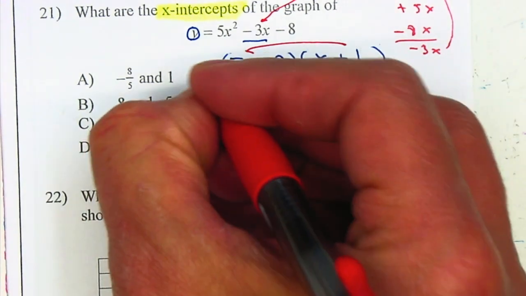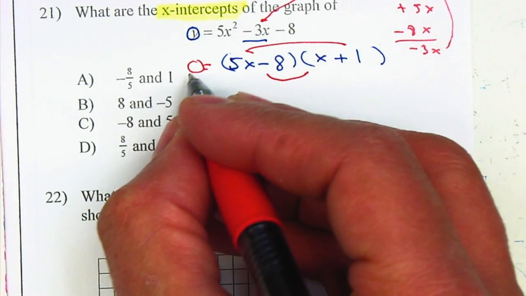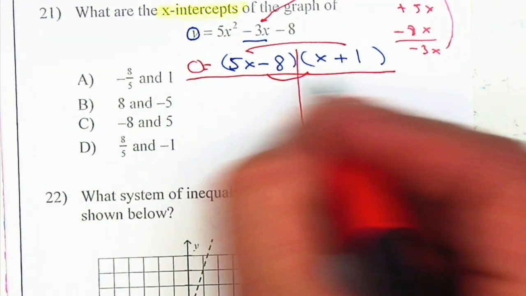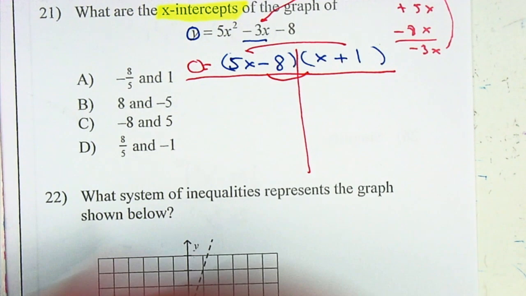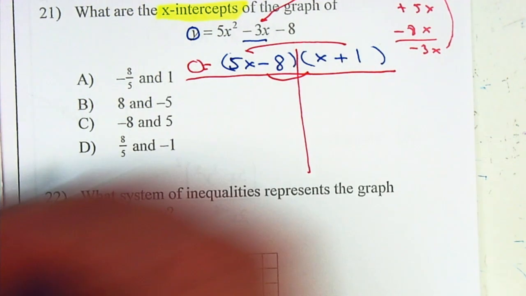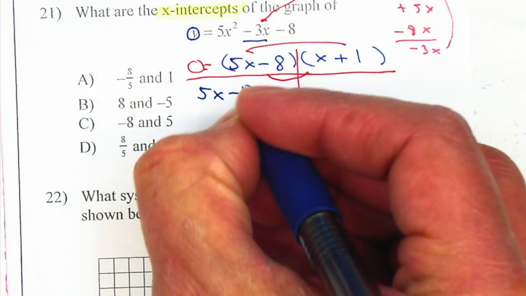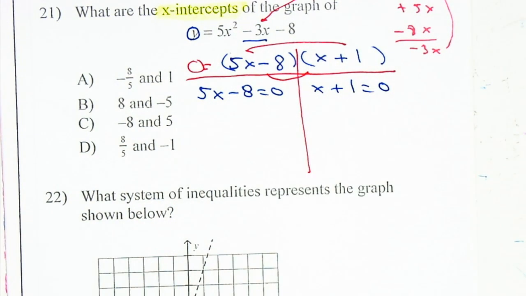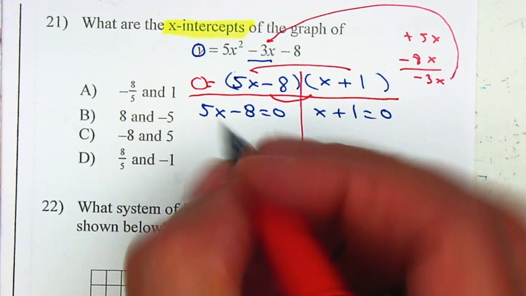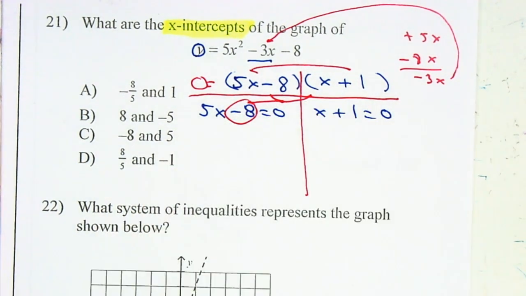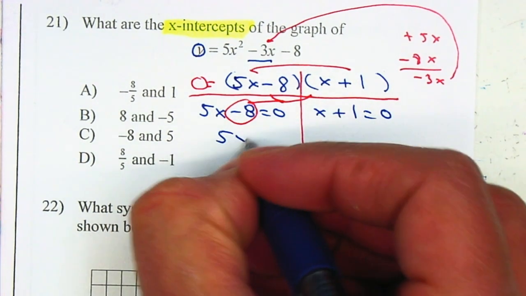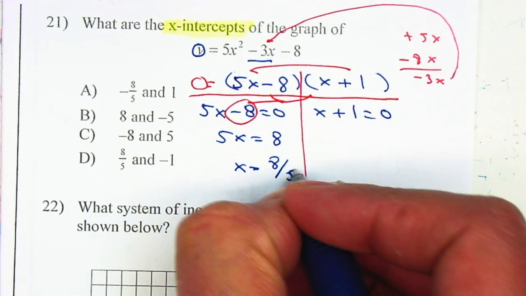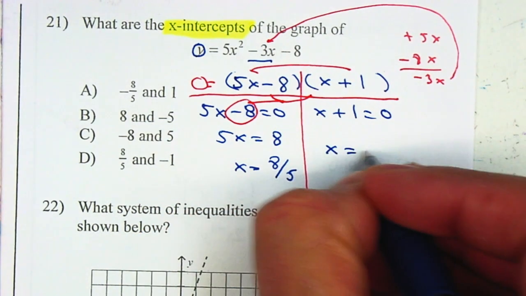From here, it's equal to 0. Because they're multiplying and equal to 0, I can use my zero product property. That tells me that one of them, or both, will be equal to 0 in order for this statement to be true. It'll be 5x minus 8 equal to 0, and x plus 1 equal to 0. Move the 8 to the right, it becomes a positive, and then divide by 5. That gives me x equal to 8 over 5. Move the 1 to the right, it becomes a negative.